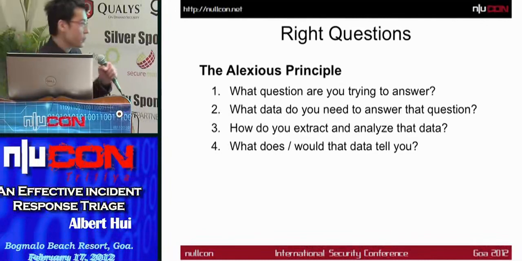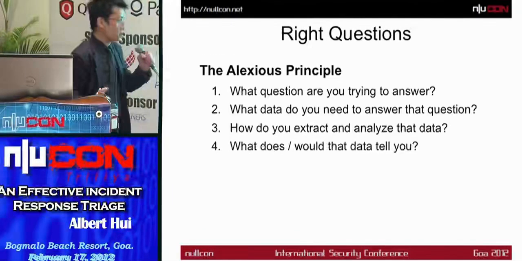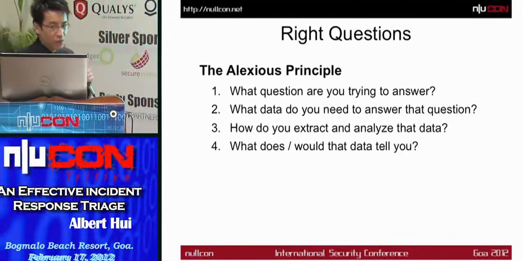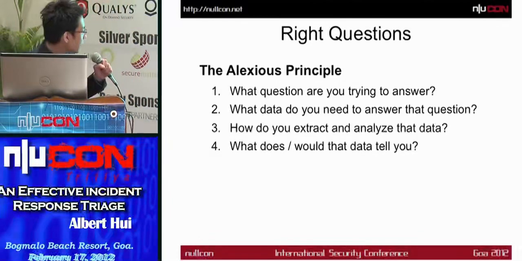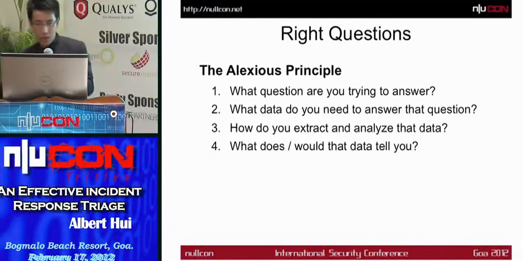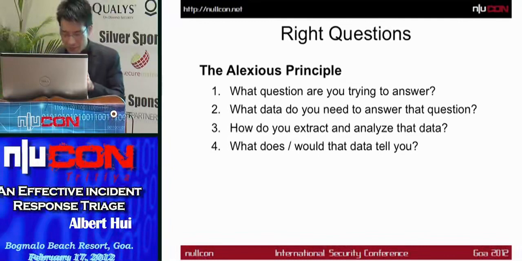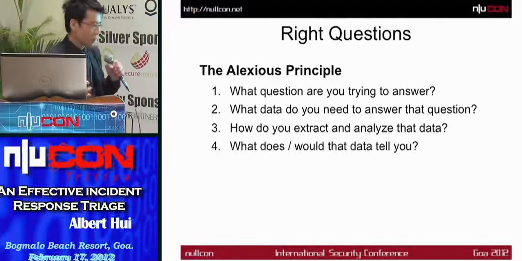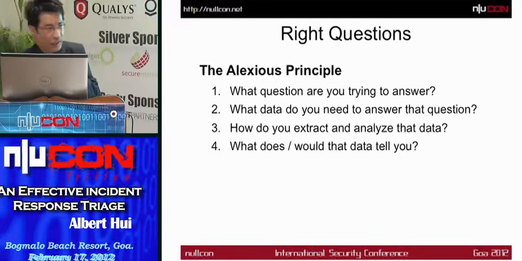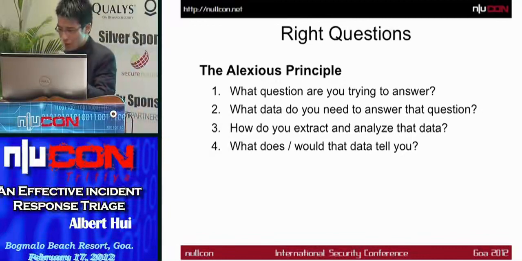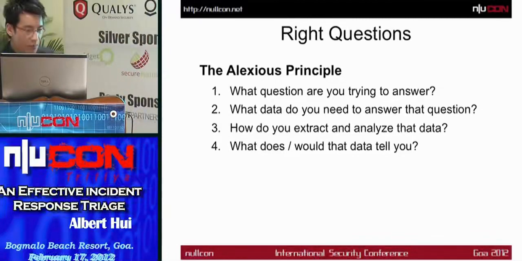So essentially, with the Alicia's principle, there are four questions to ask. So what question are you trying to answer? What data do you need to answer that question? How do you extract and analyze that data? And what would that data tell you? This is all very fundamental. And in fact, it would be interesting to ponder why we haven't been working this way for all this long. Because if you look at it, it is the fundamentals of doing forensics, not even incident response.